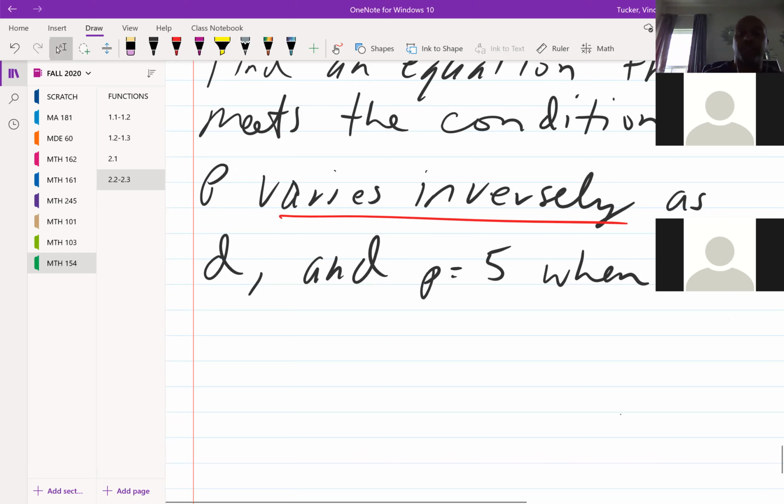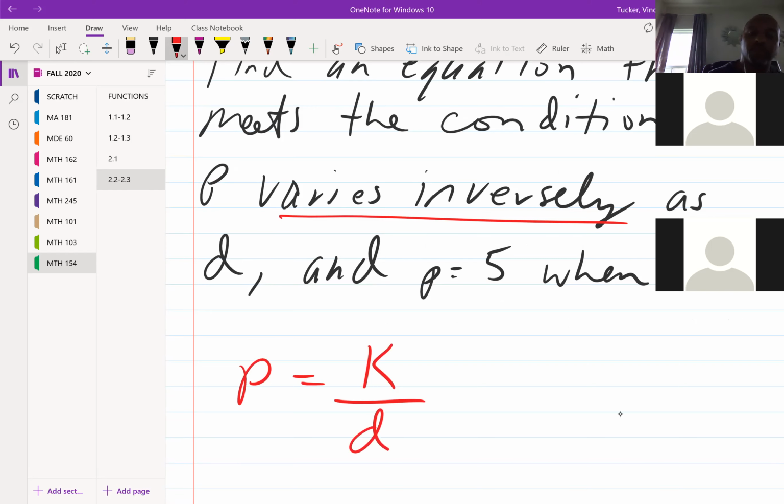So the first thing we do is set up our relationship accordingly. Remember, inversely means I would have K over the variable given. So P comes before varies inversely, so P comes before the equal sign. Then since it's inversely, it's K over the next variable, which is D. If it was directly, just to note, it would be P equal to K times D.